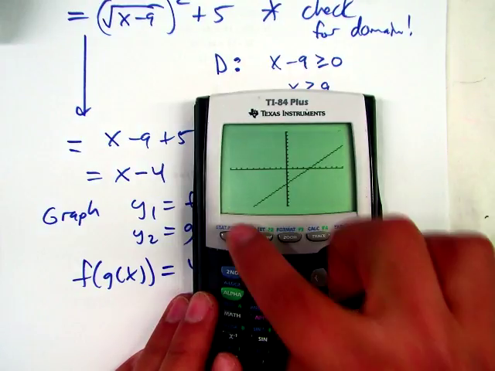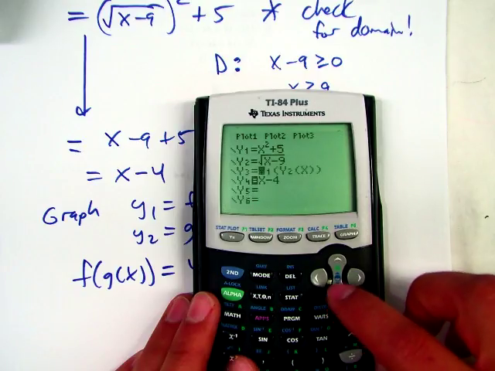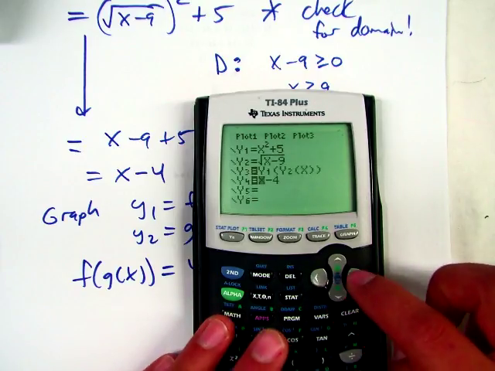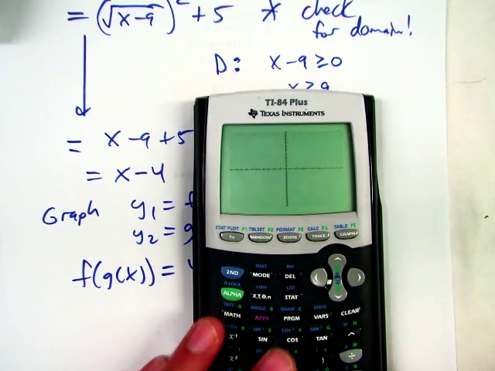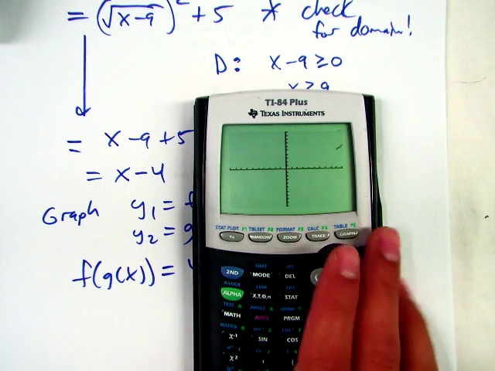However, if you graph just y3, what's the difference? It only goes short of the line. It only gives you the part that's what? Greater than 9. Greater than 9.